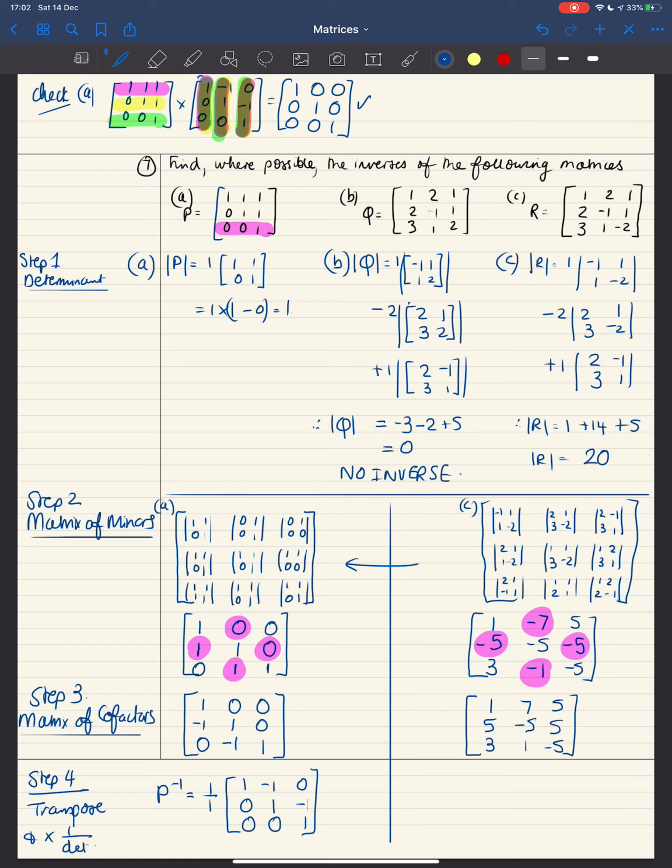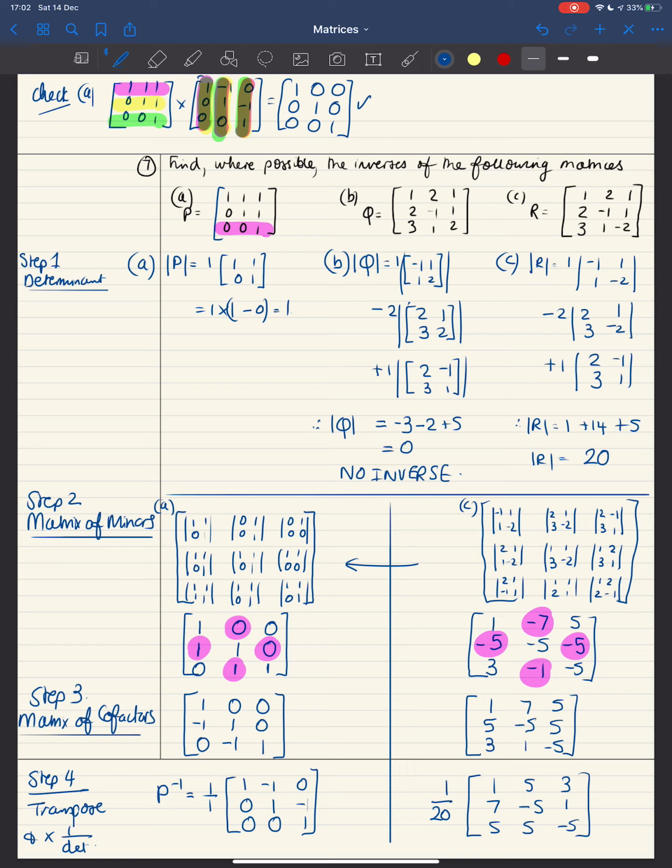So step 4, we take the transpose of this. 1, 5, 3. So the rows and the columns swap. 7, minus 5, 1. 5, 5, minus 5. I multiply by 1 over the determinant.